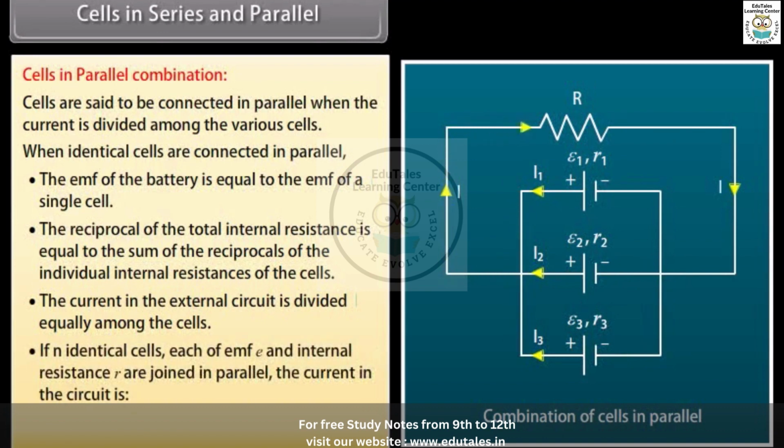If n identical cells, each of EMF E and internal resistance R, are joined in parallel, the current in the circuit is equal to nE divided by (nR + r).